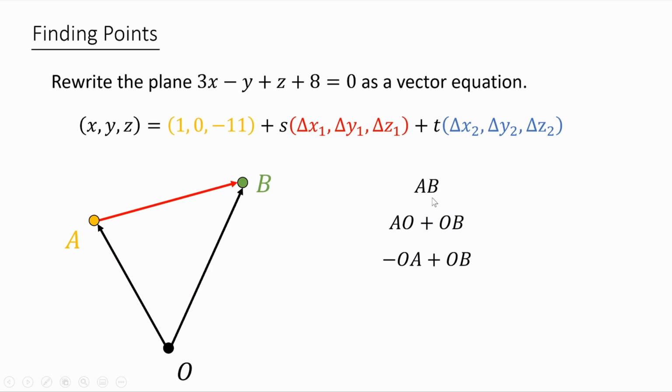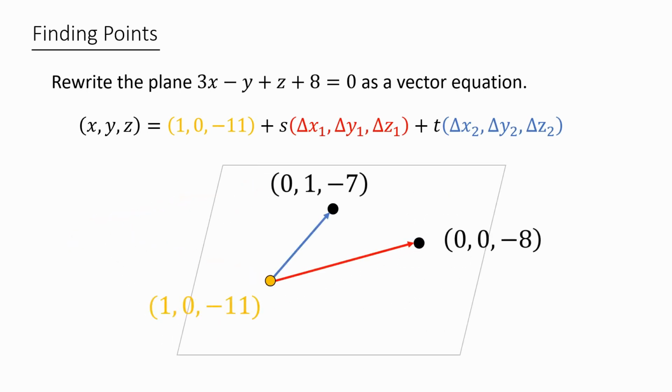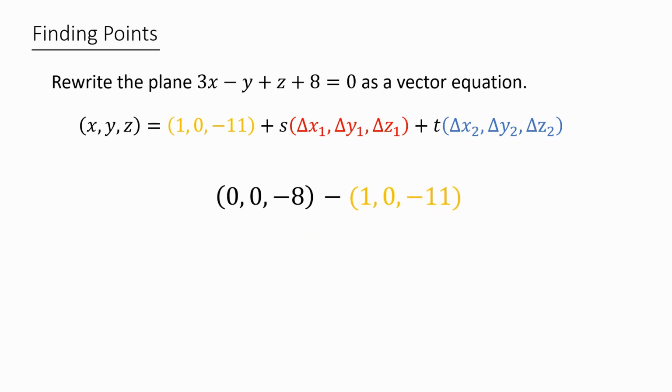So, once again, AB is the same thing as negative OA plus OB. Now, we can just rearrange and get that OB minus OA is just going to be AB. And remember, OB and OA were just the points. So you can think of it as just subtracting B minus A. That's all. So going back, if we want this red direction vector, we can just subtract 0, 0, -8 and our starting point, 1, 0, -11. Doing the subtraction gives us a direction vector of -1, 0, 3.